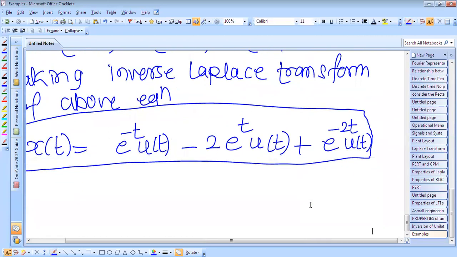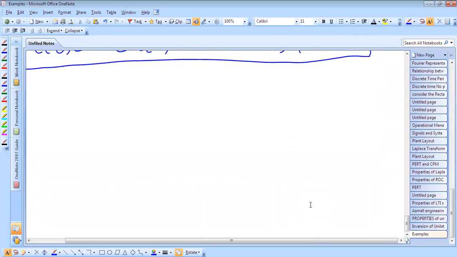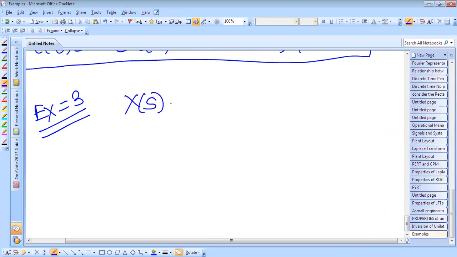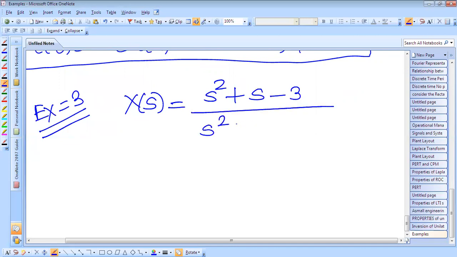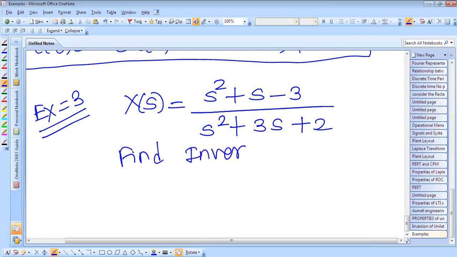Next, we will take example 3. X(s) is equal to (s square plus s minus 3) divided by (s square plus 3s plus 2). Here we have to find the inverse Laplace transform of the above equation.